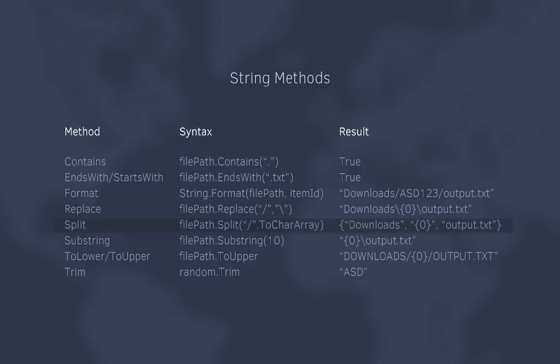Splitting a text in tokens by known delimiters. Extracting pieces from text of known indexes and lengths. Changing text to lower or uppercase. Removing leading and trailing whitespace. Now, details about all the methods can be looked up on the Microsoft Visual Basic pages for the string class. See the link in the video description.